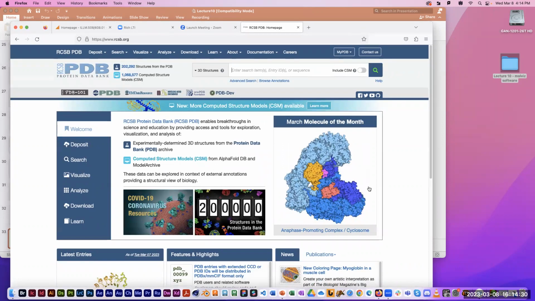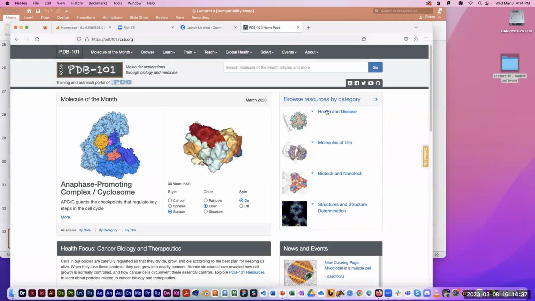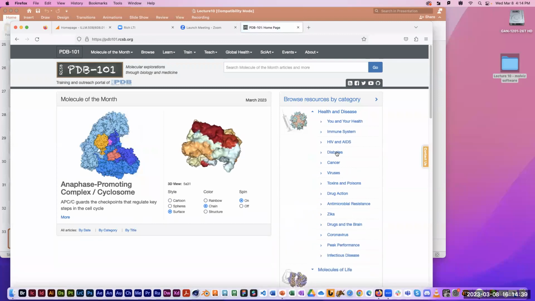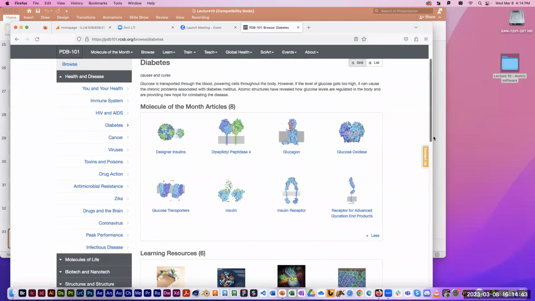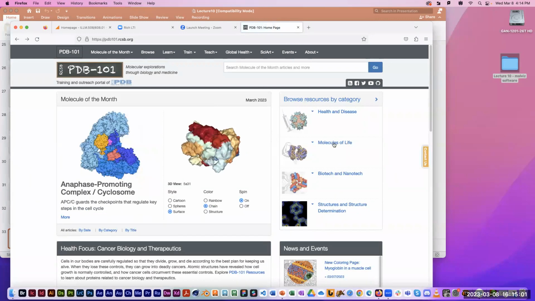And like I say, I'll come back to this later. There's some amazing tools in here. Like there's this thing called PDB 101 that lets you explore all kinds of molecules that are related to different aspects of human physiology. This is all about diabetes. These are the molecules involved, or at least the proteins, I should say. There's the glucagon receptor. Here's the insulin receptor. There's insulin itself.